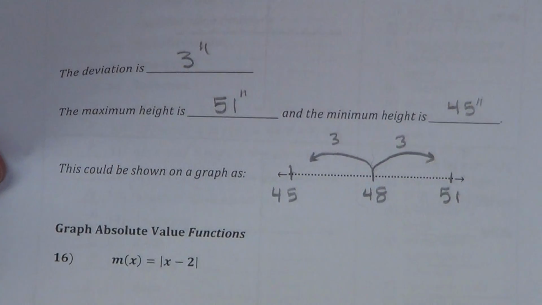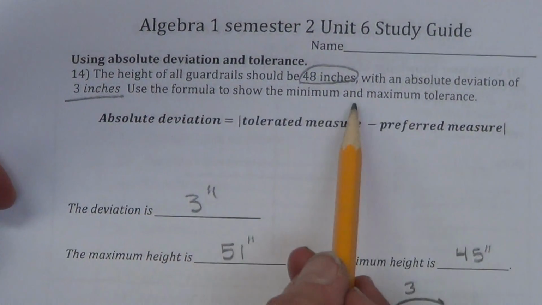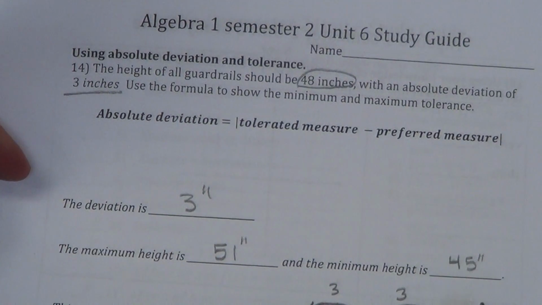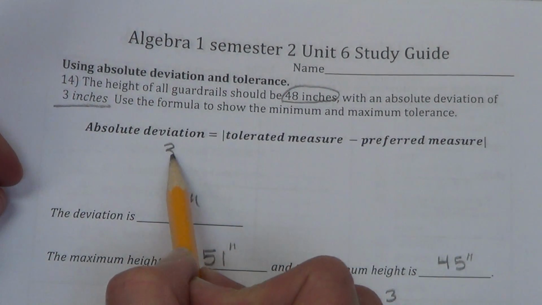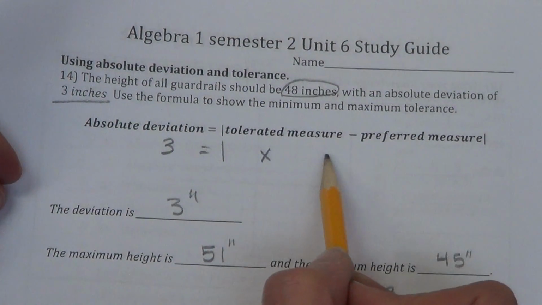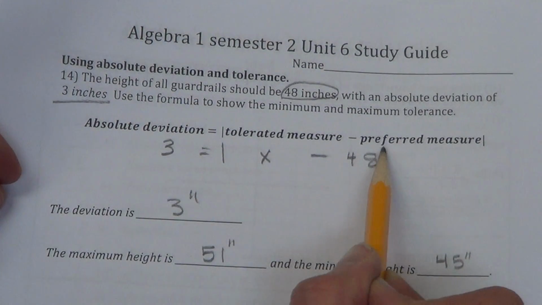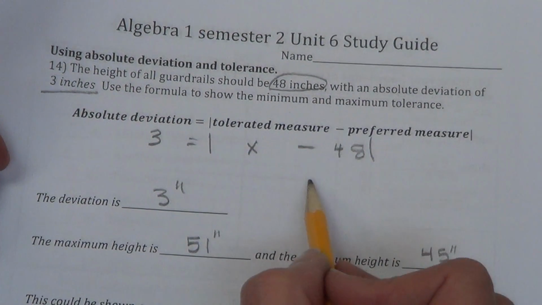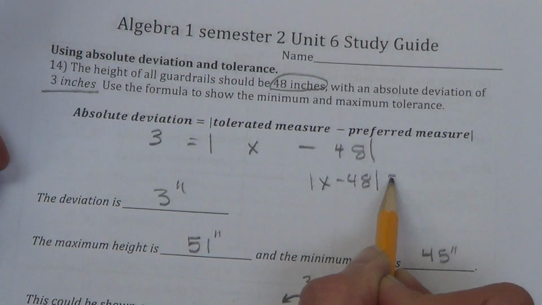Okay. I do ask that you use the formula to show how you got that. So it's really going back to the math. Your absolute deviation was 3. Your tolerated measure is what you're solving for. Your preferred measure is 48 inches. So we have absolute value of x minus 48 equals 3.